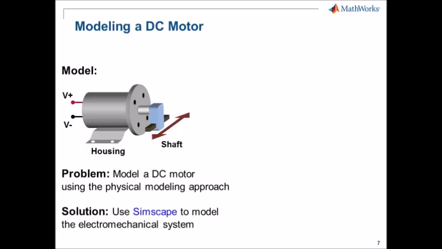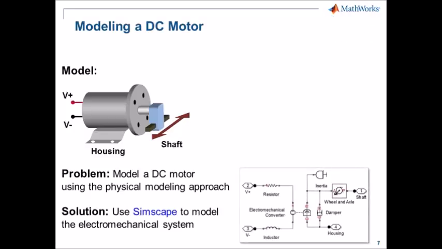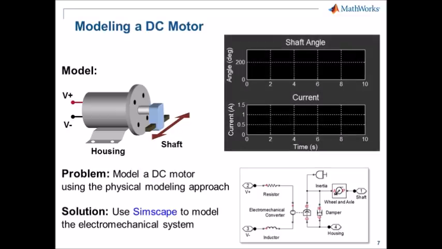We'll do this using Simscape. The model we build will look like this, where we can see electrical and mechanical components connected using physical connections. And we'll see when we run the simulation the results from the mechanical and electrical portions of our system. I'll now switch over to the model so you can see how this is done.